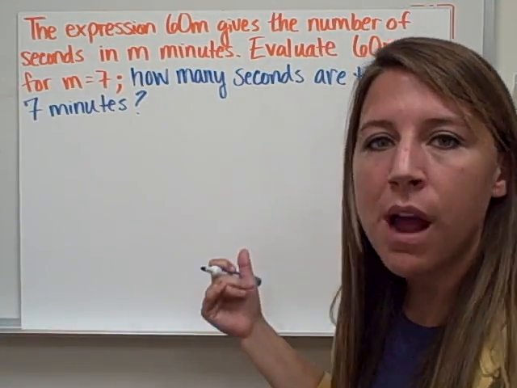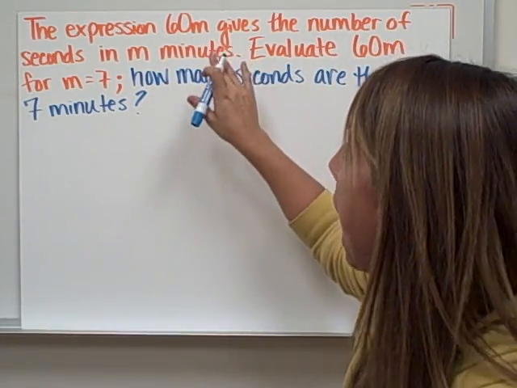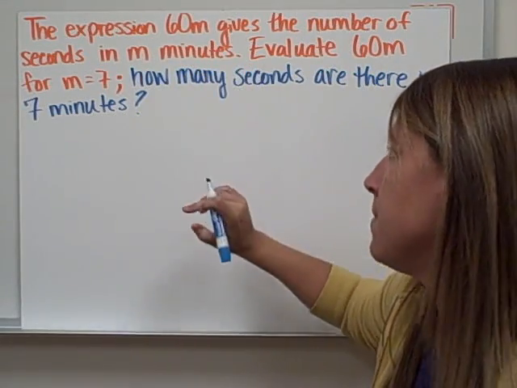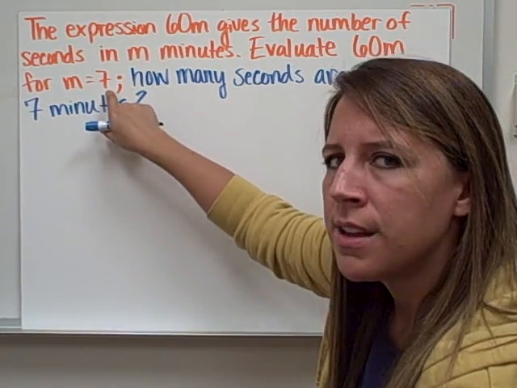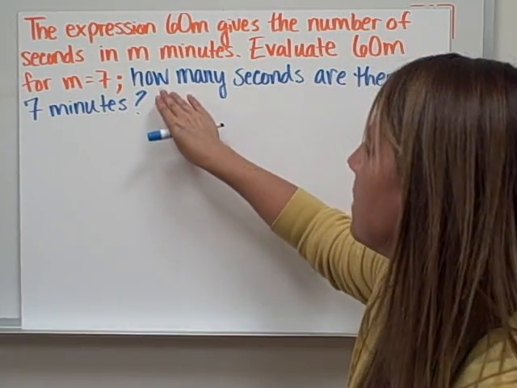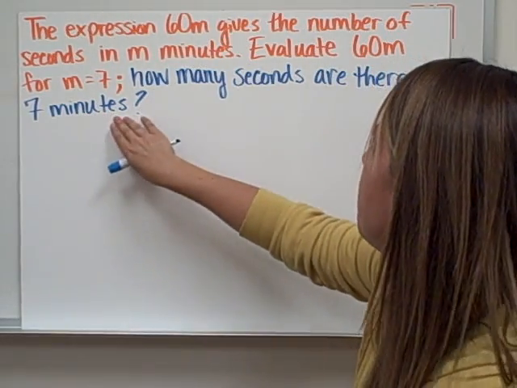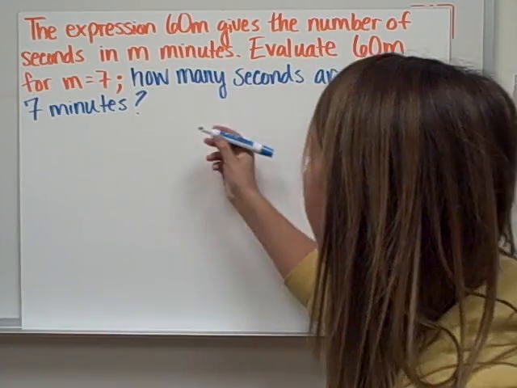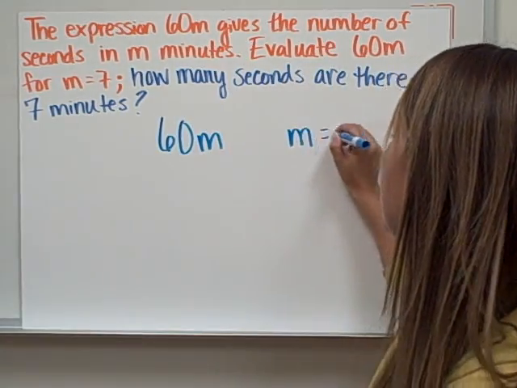Lastly, we have a bit of a problem-solving scenario here. The expression 60m gives the number of seconds in m minutes. Evaluate 60m for m equals 7. So what you're being asked to do is find out how many seconds are there in 7 minutes. I already know what to do because it tells me. Evaluate 60m for m equals 7.